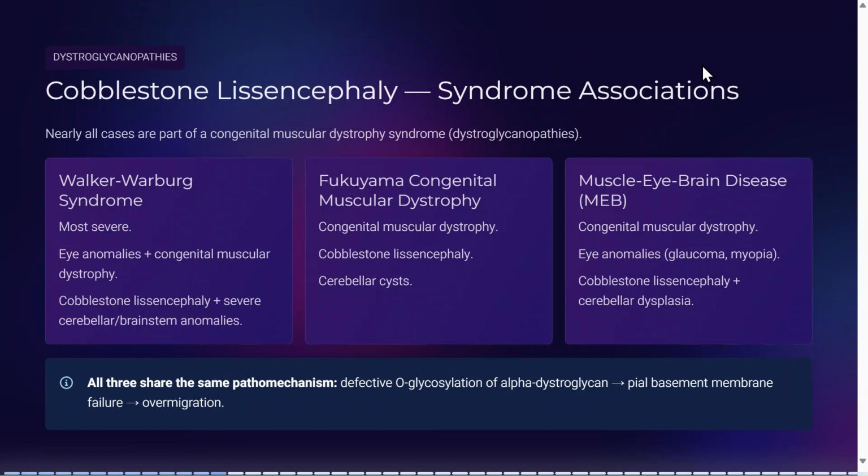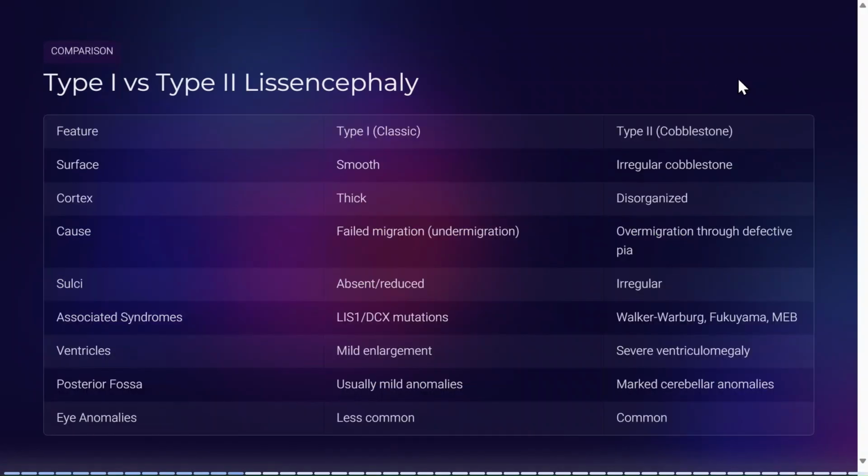So this is important, and particularly in muscle eye brain, eye anomalies are glaucoma and myopia. So these are the terms that we should be aware of, especially they can appear in MCQs. And next up, we have differentiation, the table to highlight the differences between type 1 and type 2.